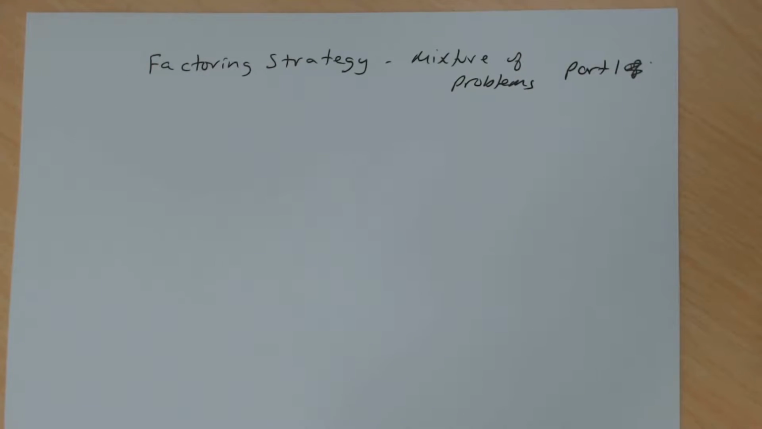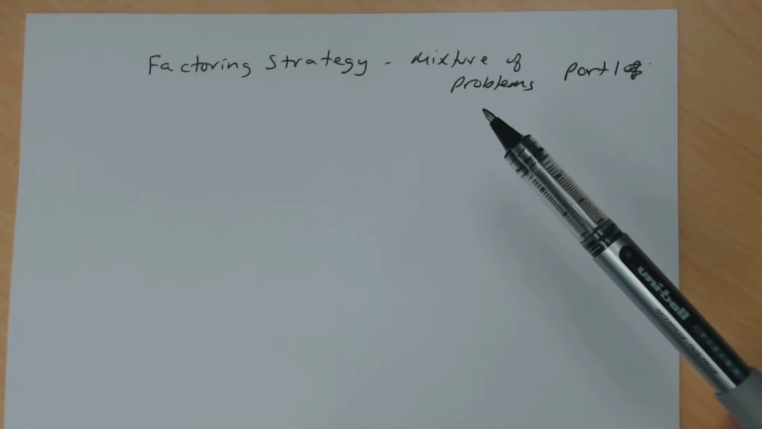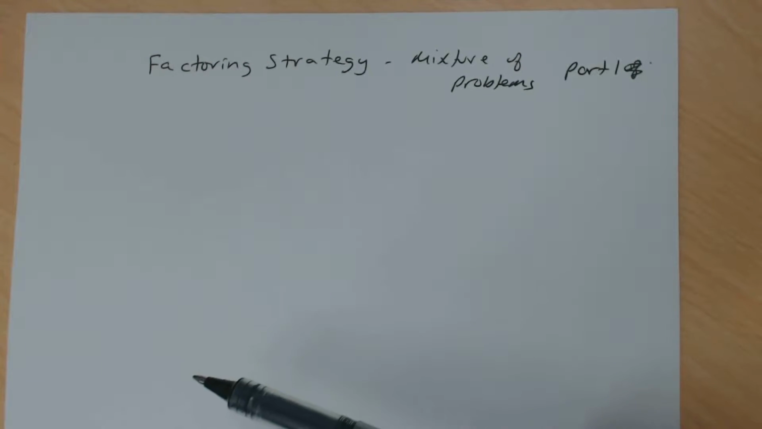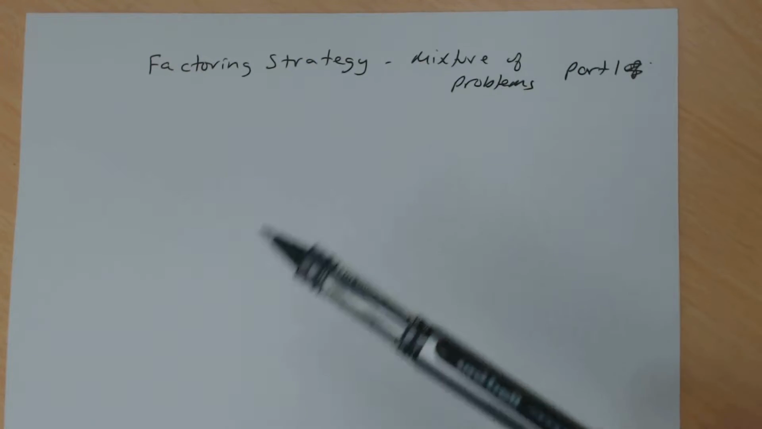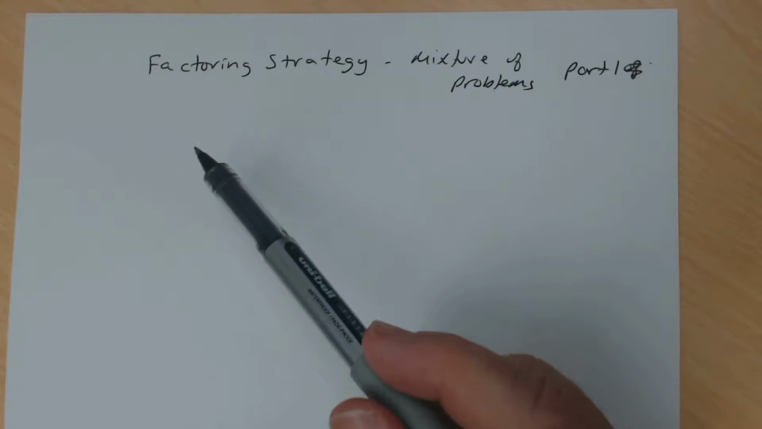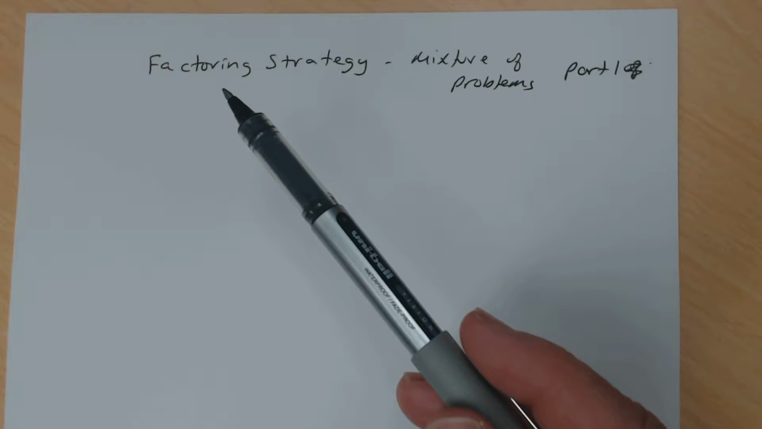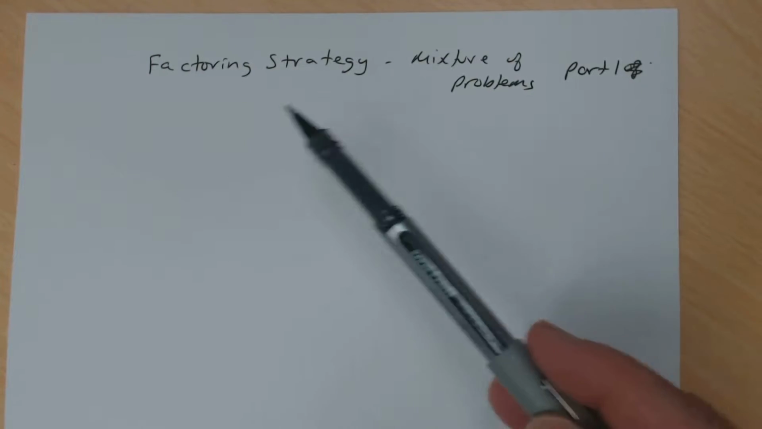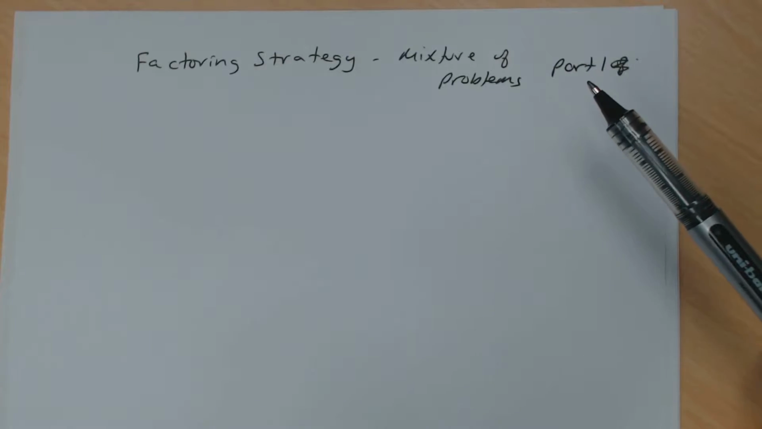Okay, so now we're going to look at the factoring strategy, and it's going to incorporate all of the factoring that we've done in the previous lessons. All right, so this will be a mixture of problems. Some will involve just trial and error. Some will involve remembering something about the leading coefficient being a 1, difference of two squares, difference of two cubes, sum of two cubes, and so on. So the next few lessons will involve a mixture of problems. So we're going to call this one part 1.